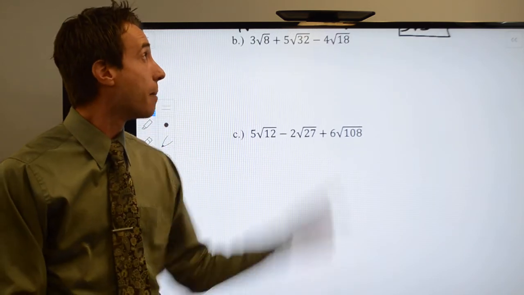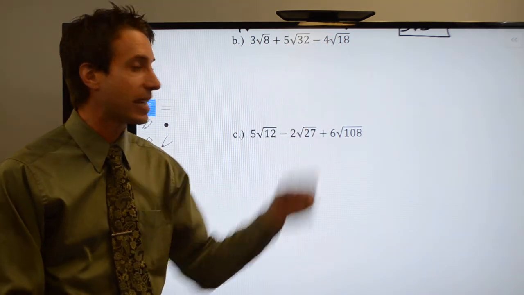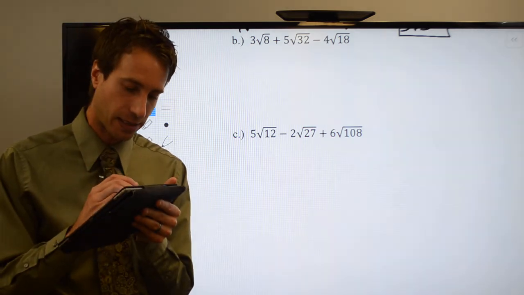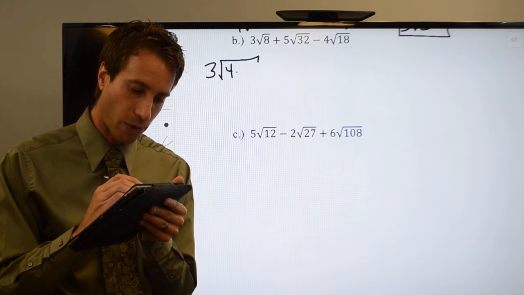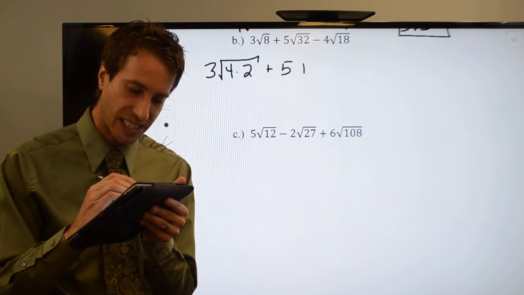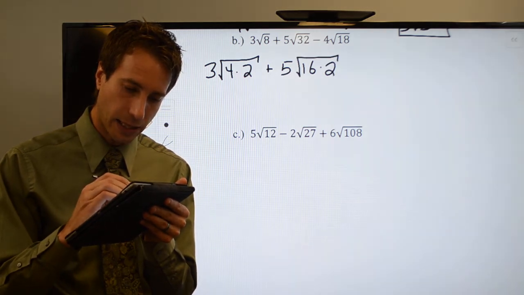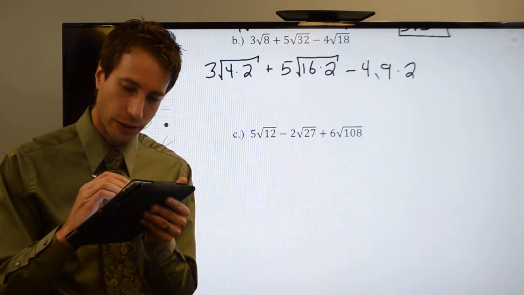Once again, indexes are the same, 2, 2, and 2. That's all good, but 8, 32, and 18, no bueno. Let's go ahead and see if we can fix this. 8 can be broken up into a 4 and a 2. 32 can be broken up into a 16 and a 2. And 18 can be broken up into a 9 and a 2.